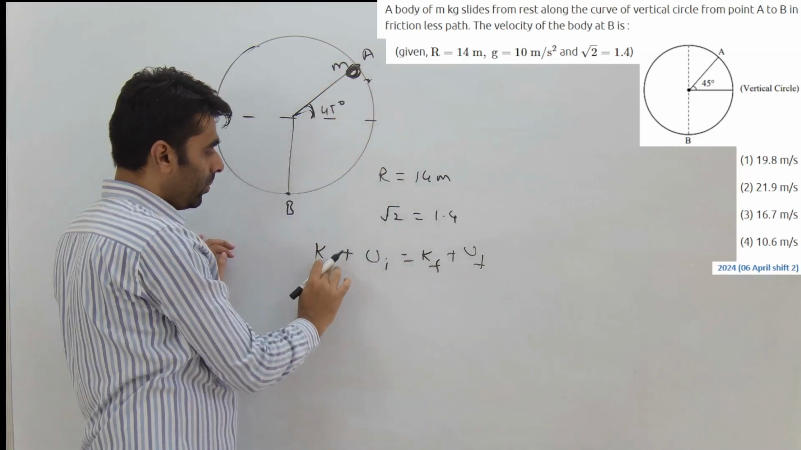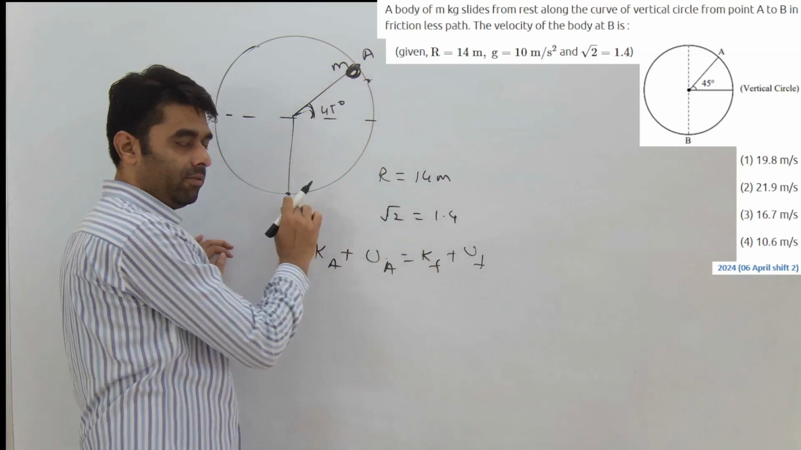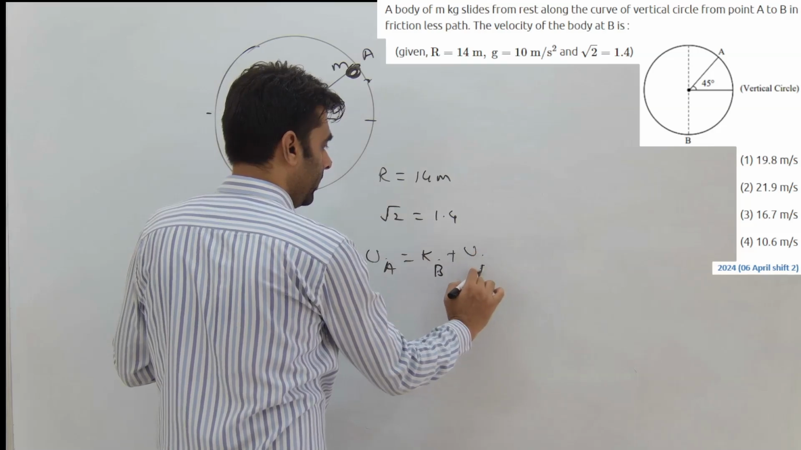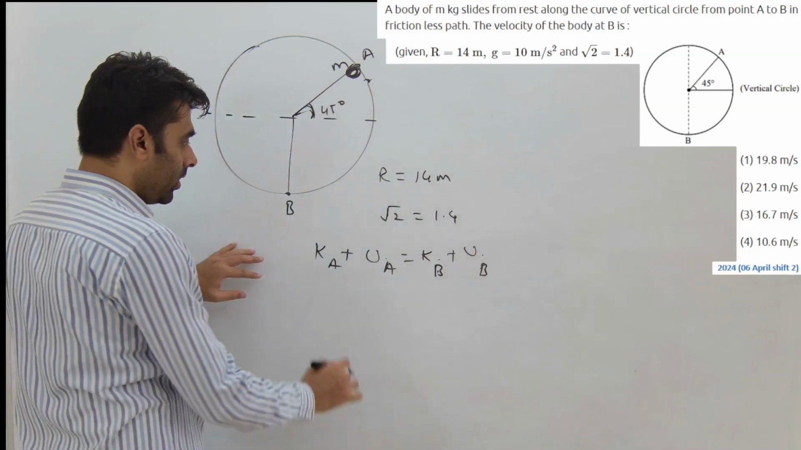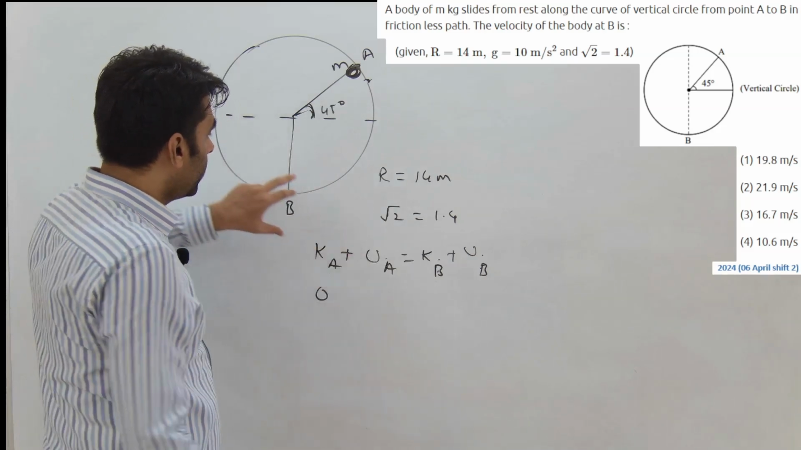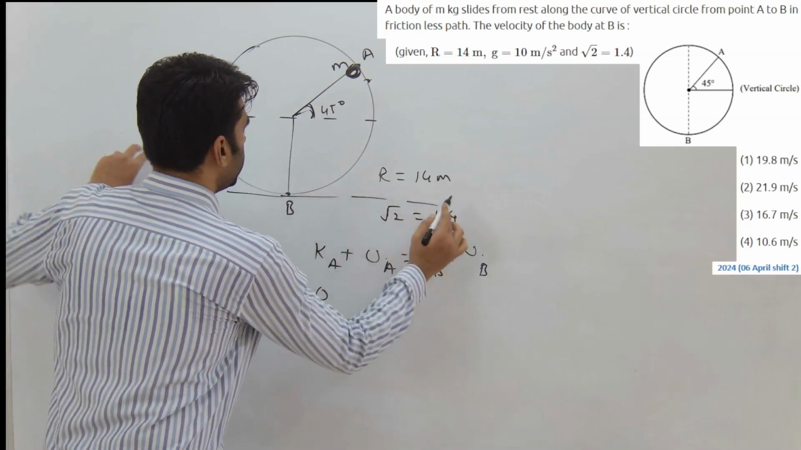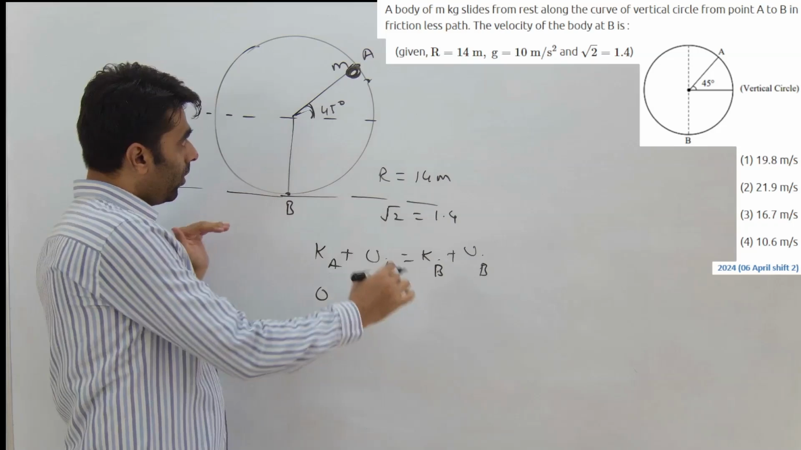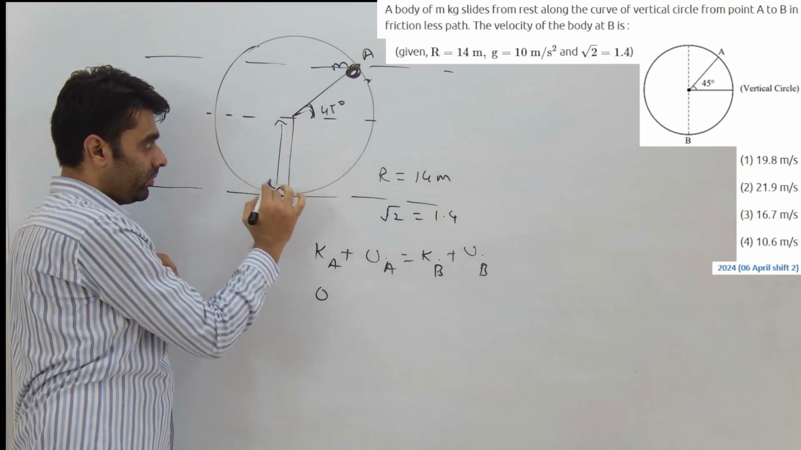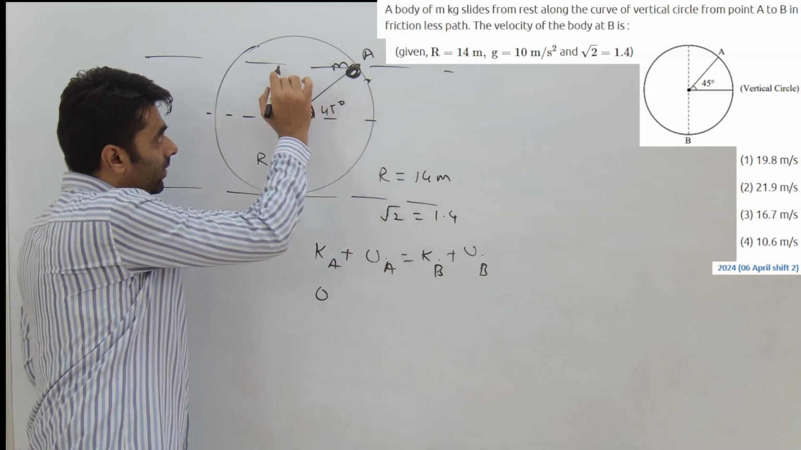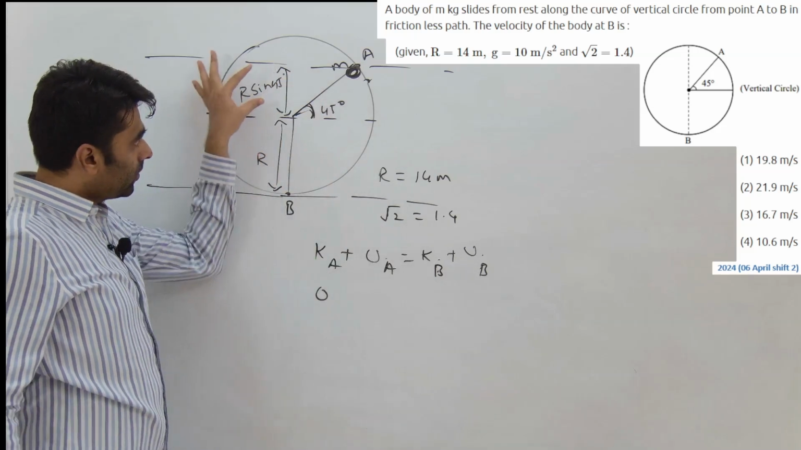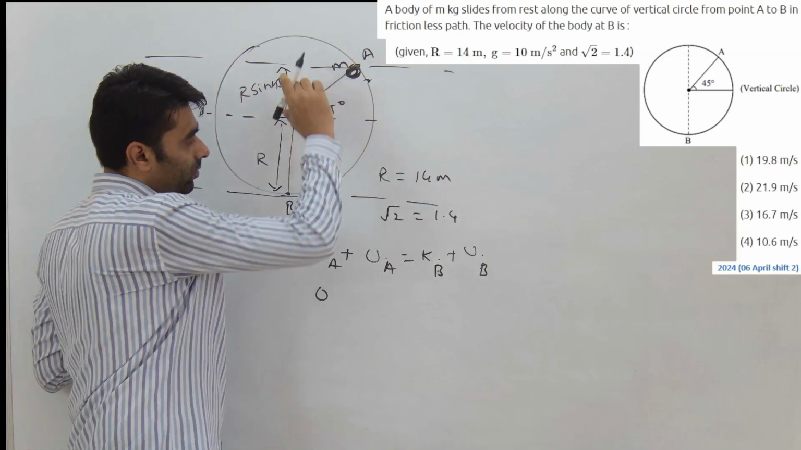Initial is basically A point, and final is the bottom where we want to find out the velocity, so B point. Initially it is released, so velocity 0, kinetic energy 0. Potential energy at this point: if we consider the bottom level as a reference, what is the vertical height? This is your R, and this height will be R sine 45. This is R cos 45. This is your R sine 45.